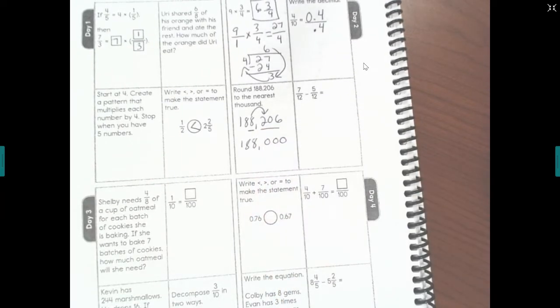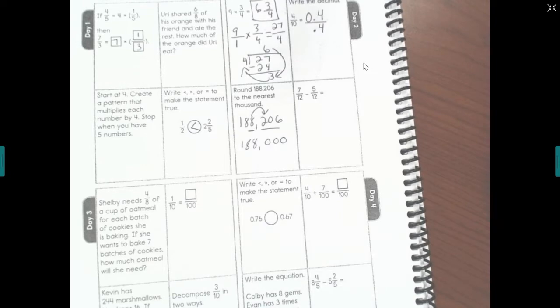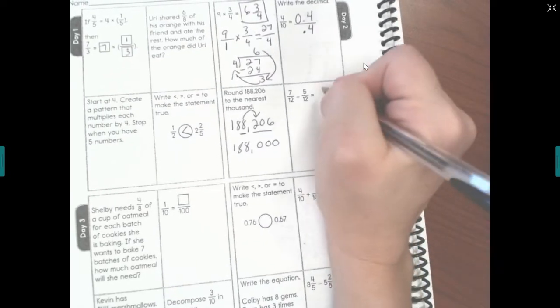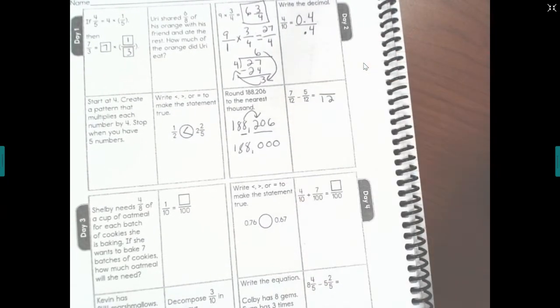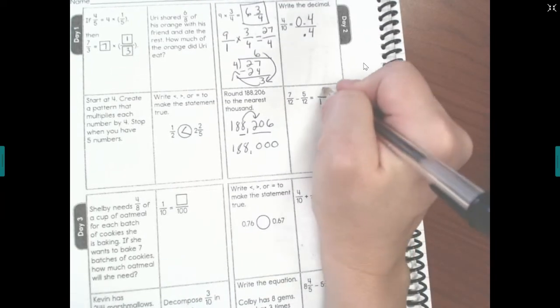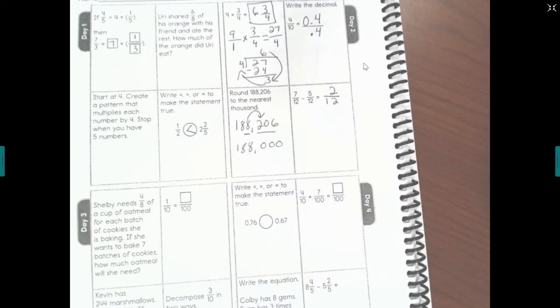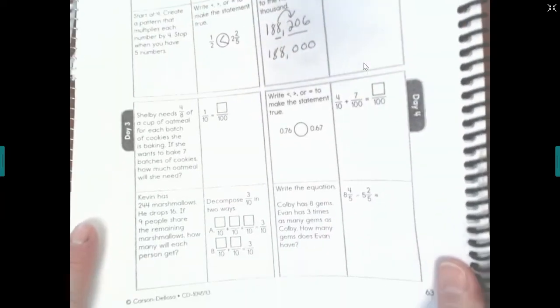So 188,000. All right, we're going to subtract. Denominator stays the same. 7 minus 5 is 2. Easy peasy lemon squeezy. All right, let's look at the next one.